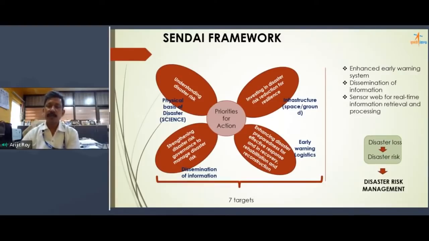So what exactly has been recommended by the Sendai framework can be summarized as an enhanced early warning system and effective dissemination of information. And to do this, what we need is a sensor web for real-time information retrieval, processing, and dissemination. So what we are trying to do is shift from estimating the disaster loss to estimating the disaster risk. This will help us in effective disaster risk management in the future.